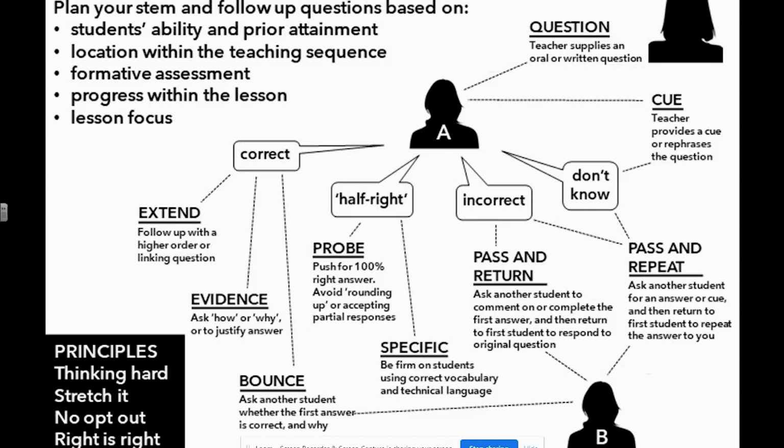Student gets it right, extend them. Ask them that higher order linking question. Where is that knowledge at? If actually they've got this assessed, well, where's your challenge going to come to them? Ask students to evidence it. How? Why? Bounce things along. Who gave you the best answer? Why was that the best answer? So you can really gain an understanding of what students know, and you can then adapt your lesson.